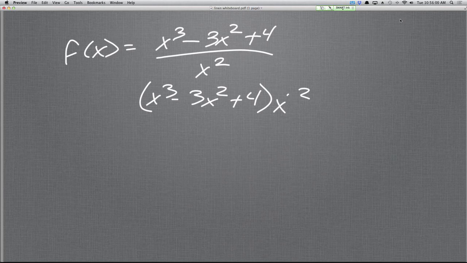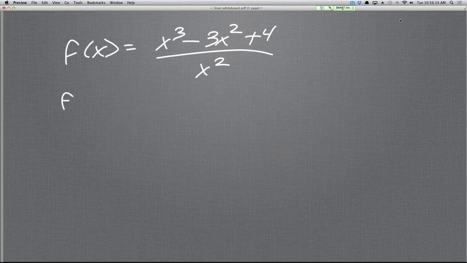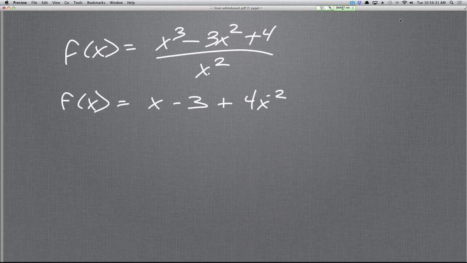Then you can either work the inside or work the outside. Nope, can't do that. You have to work the outside first. You have to distribute. Here's what I would rather you do. I would rather you take each part divided by x squared. So x cubed divided by x squared, x. Negative 3x squared divided by x squared. And then this is 4 divided by x squared, but I can write that as 4x to the negative 2. That's what I would rather you do. Now I can take the derivative.